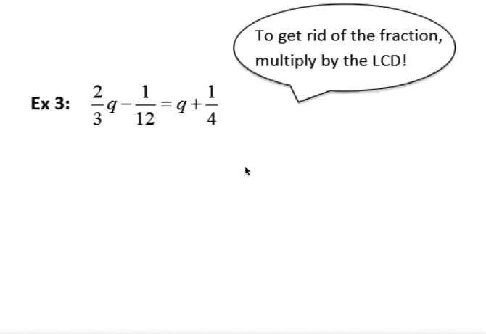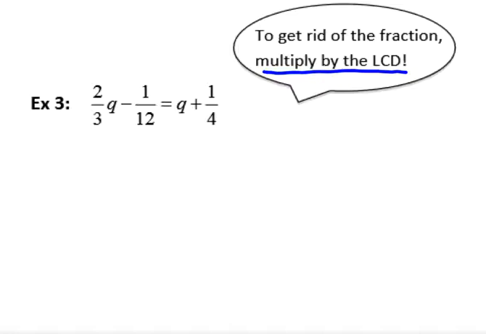This is Advanced Algebra 1.1 lesson. We're going to look at example 3. So with this one, it's a little bit more difficult because we have multiple denominators. So our strategy is going to be to get rid of the fraction. We're going to do this by multiplying by the lowest common denominator.